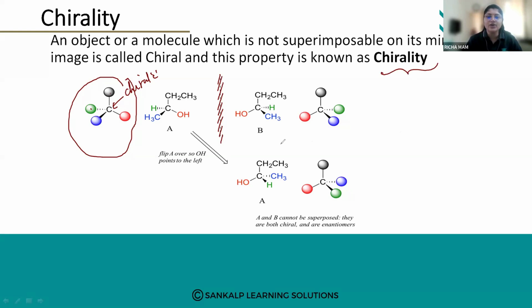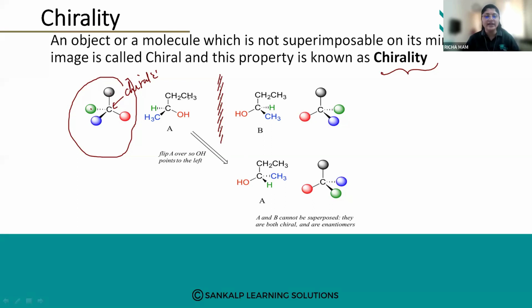It is said to be what? Chirality. So what is chirality? An object or a molecule which is not superimposable on its mirror image is called chiral, and this property is called chirality. So you can see that A and B cannot be superimposed.